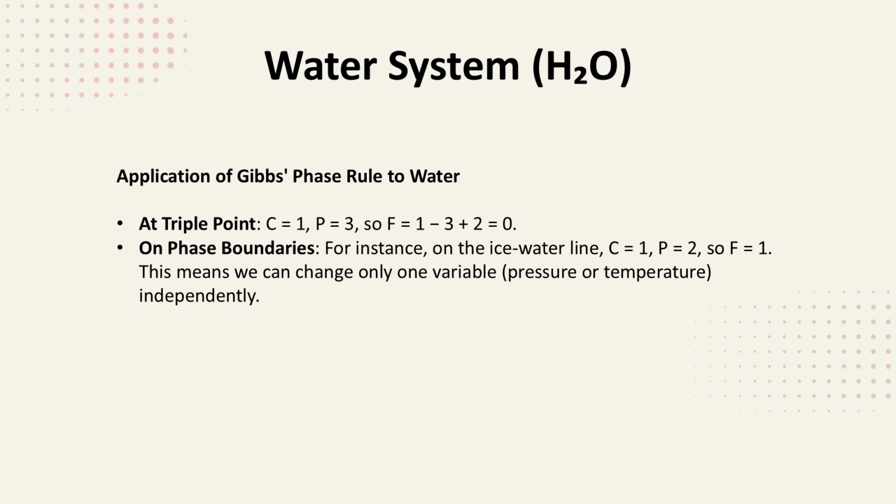Applying Gibbs phase rule to water's phase diagram. At the triple point, C equals 1, P equals 3, F equals 0, indicating no flexibility in temperature or pressure. On phase boundaries, for example, along the ice-water line, C equals 1, P equals 2, F equals 1, meaning either pressure or temperature can vary while maintaining equilibrium.